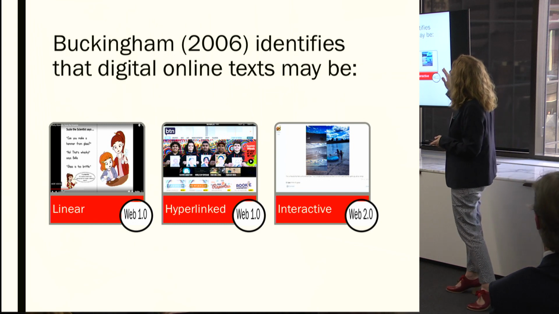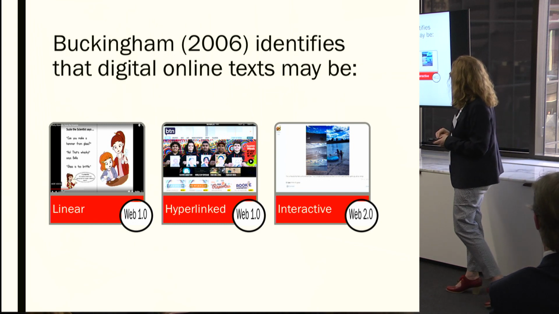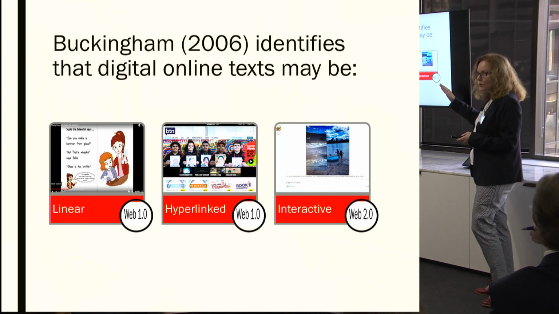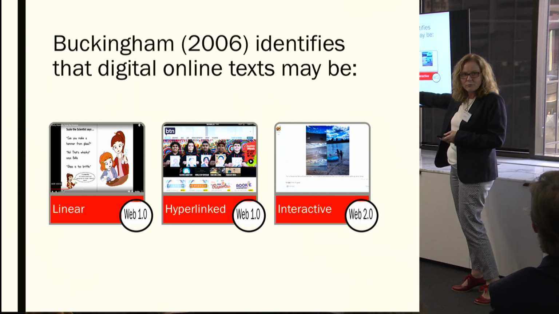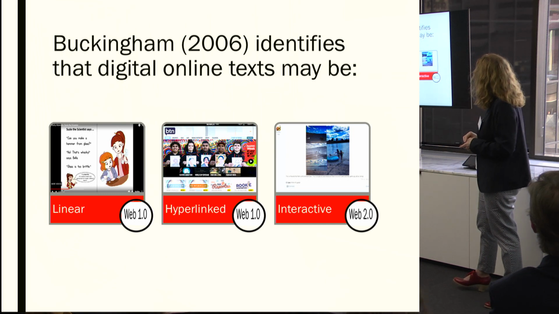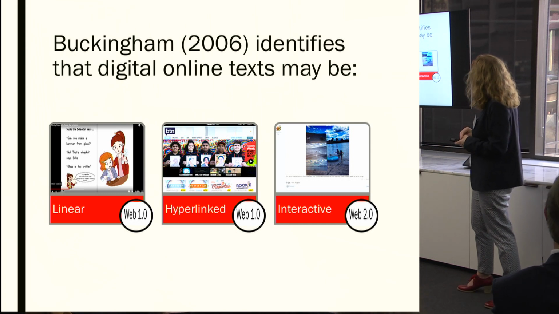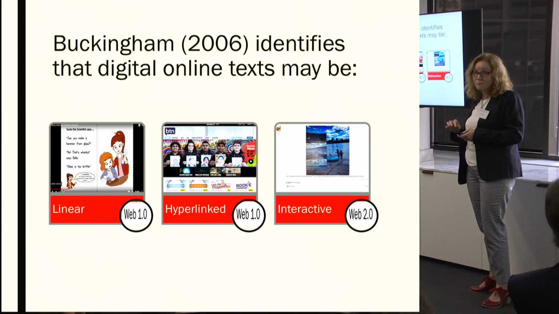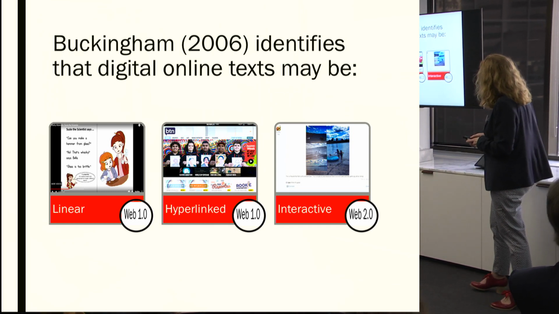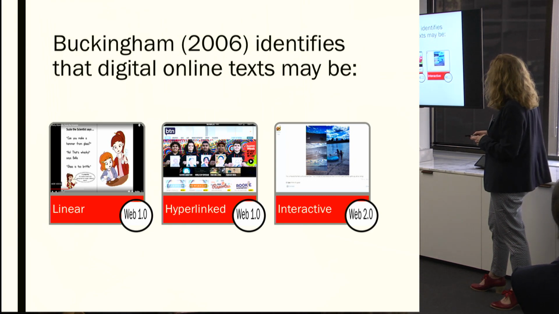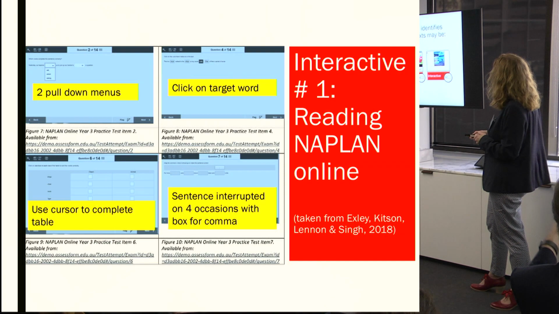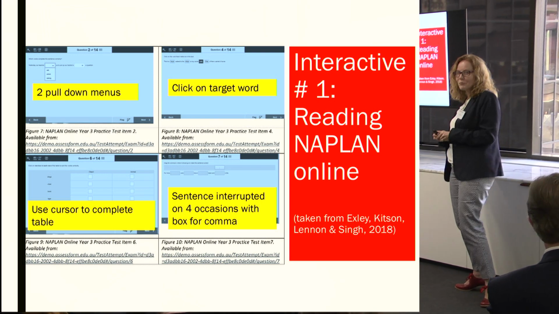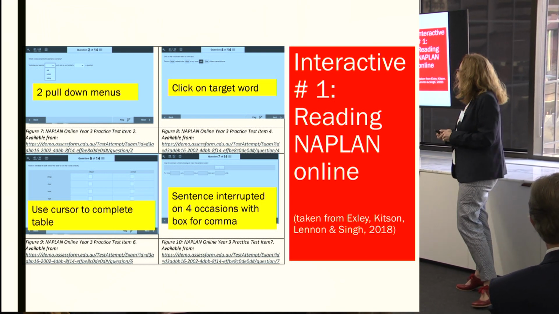The third type of online text that Buckingham identifies is the interactive. And this is where we move from the Web 1 technology and we move into the Web 2 technology. I've got here a little screen grab from a child's blog site, a child's social blog site, not a school-based blog site, but a social blog site. And I wanted to talk about two forms of interactive text, and the first being around the topic of today, and that would probably be NAPLAN.